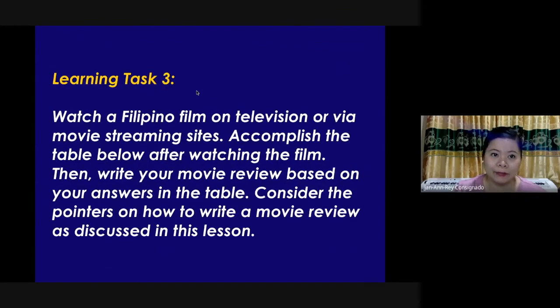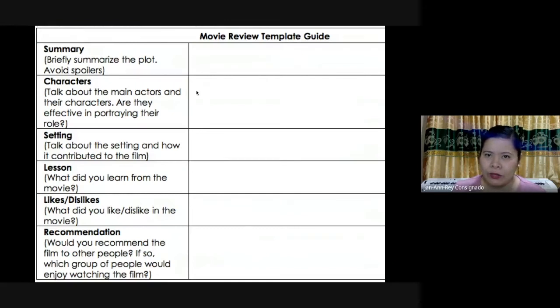Learning task 3. Watch a Filipino film on television or via movie streaming sites. Accomplish the table below after watching the film. Then, write your movie review based on your answers in the table. Consider the pointers on how to write a movie review as discussed in this lesson. Movie Review Template Guide. We have the summary, characters, setting, lesson, likes or dislikes, recommendation. Once again, this is your movie review template guide.